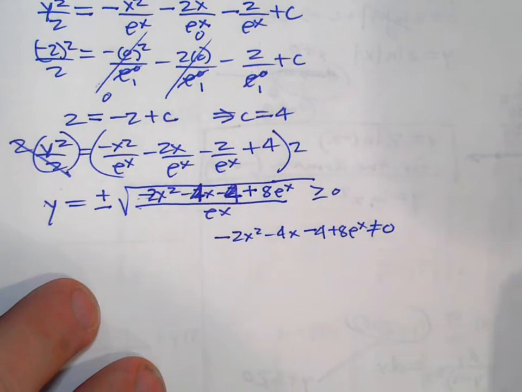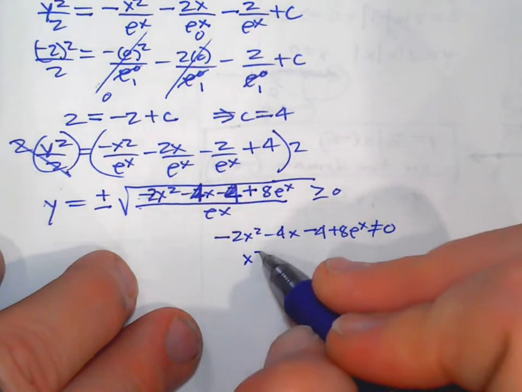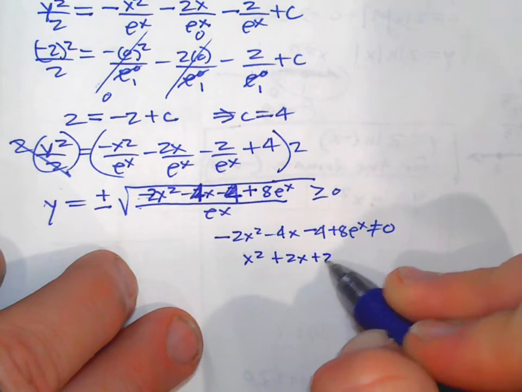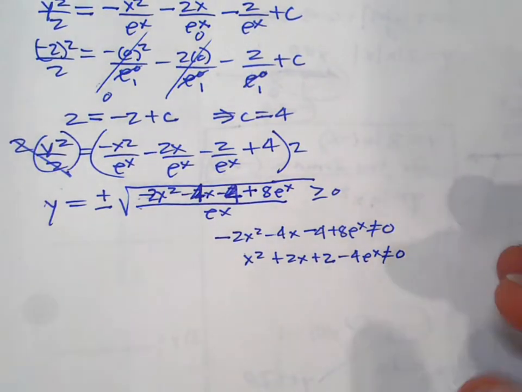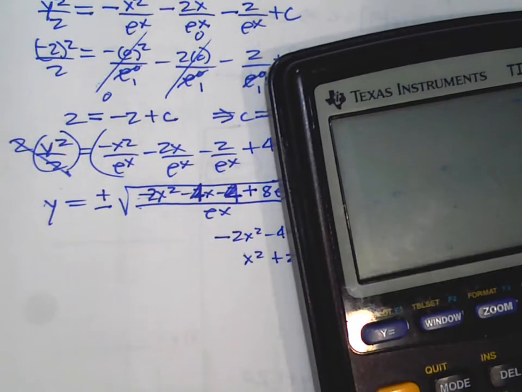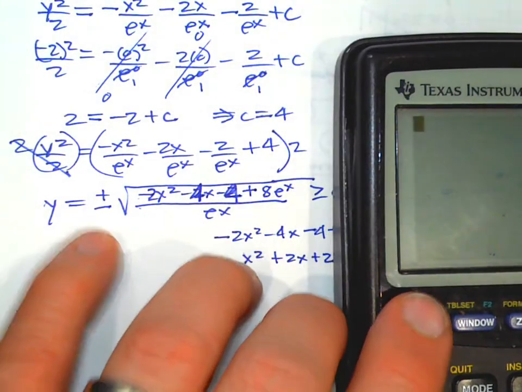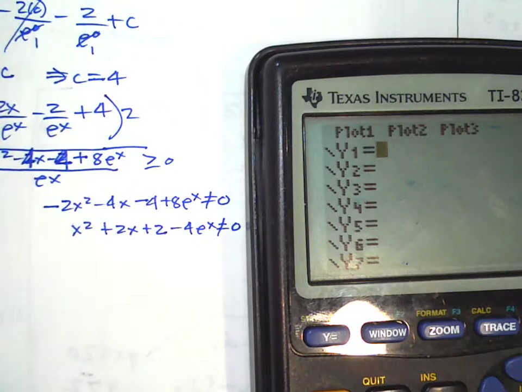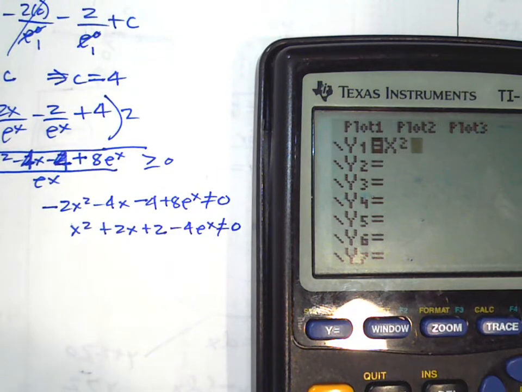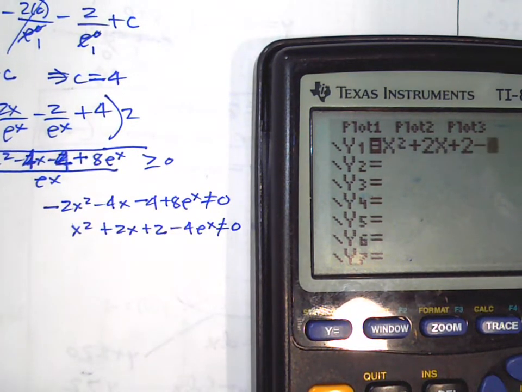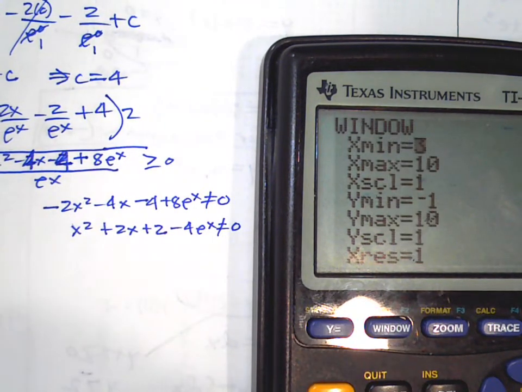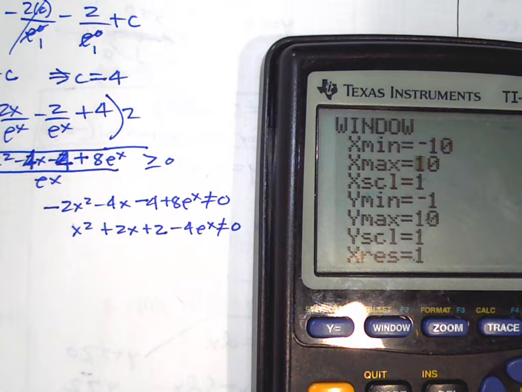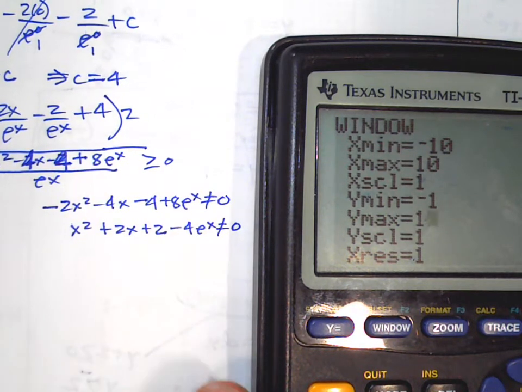I mean, we could factor a -2 out. But we're not going to solve this by hand. But on a graphing calculator, if we were allowed to use it, I'd put this in: x squared plus 2x plus 2 minus 4e to the x. Window: I don't know. I mean, try negative 10 to 10, negative 1 to 1. I just want to see the x-intercepts of this graph.